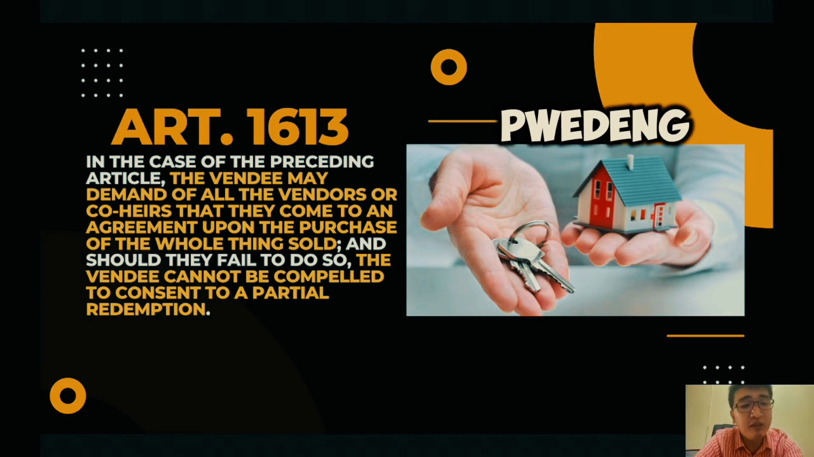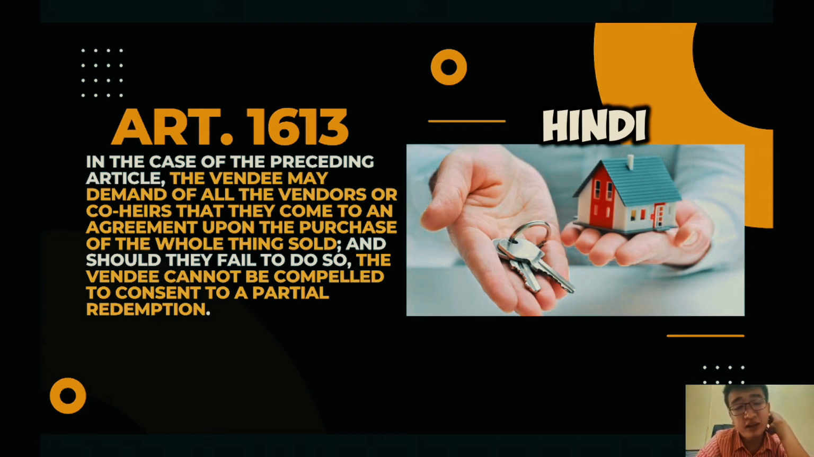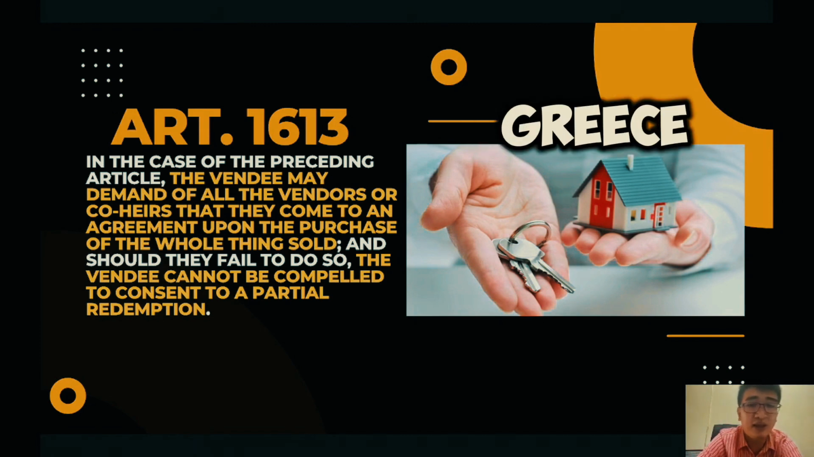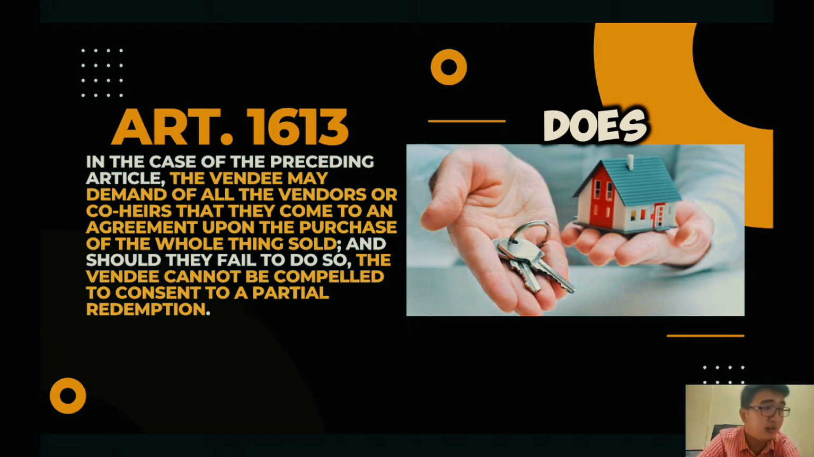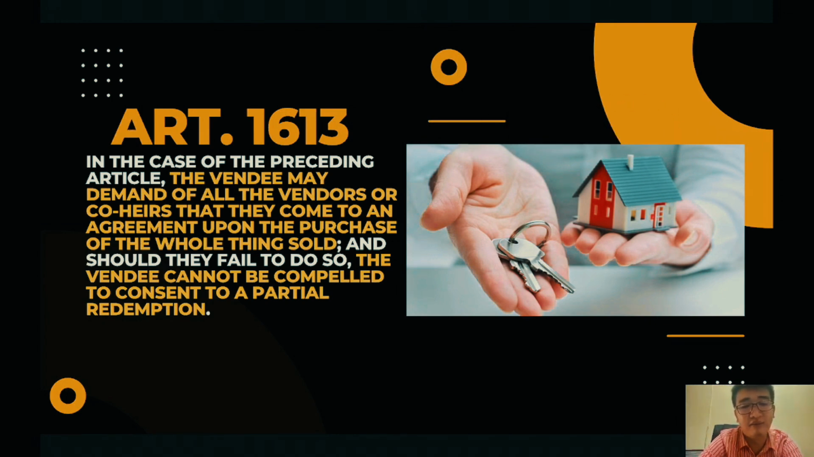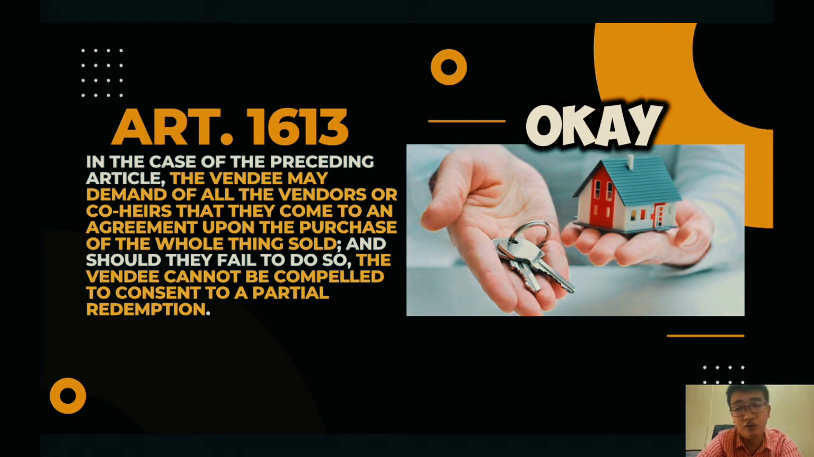Pero, hindi nila pwedeng pilitin si B. Hindi nila pwedeng pilitin si B, the buyer, na pumayag siya for partial redemption. Pwede siyang pumayag, pero hindi siya pwedeng mapilit. Sabi dito, should they fail to do so, the vendee cannot be compelled. Hindi mo pwedeng pilitin to consent to a partial redemption. There can be a partial redemption if the vendee consents or agrees. Okay? But if the vendee does not like partial redemption, kung gusto niya whole redemption, you cannot compel the vendee na pumayag for that. Okay? That is Article 1613. It talks about, in relation to Article 1612, partial redemption and redemption as a whole. Okay?